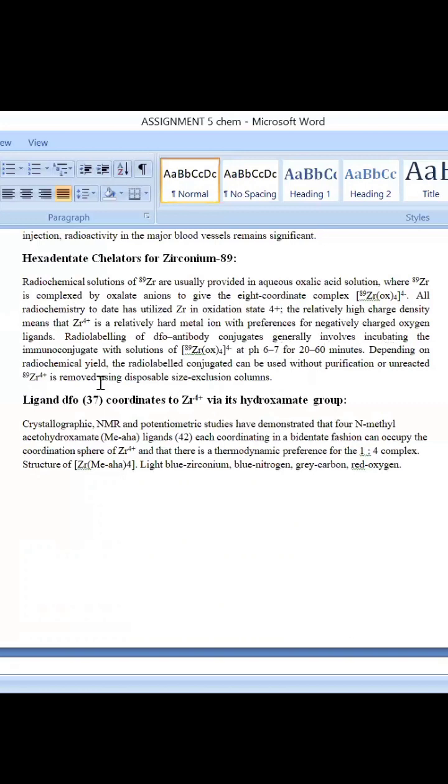Depending on radiochemical yield, the radiolabeled conjugates can be used without purification, or unreacted zirconium is removed using disposable size exclusion columns. Ligand DFO coordinates to zirconium by its hydroxamate groups. Crystallographic, NMR and potentiometric studies have demonstrated that N-methyl acetohydroxamate (Me-Hha) and ligand 42, each coordinating in a bidentate fashion, can occupy the coordination sites of zirconium, and there is a thermodynamic preference for the 1:4 complex.